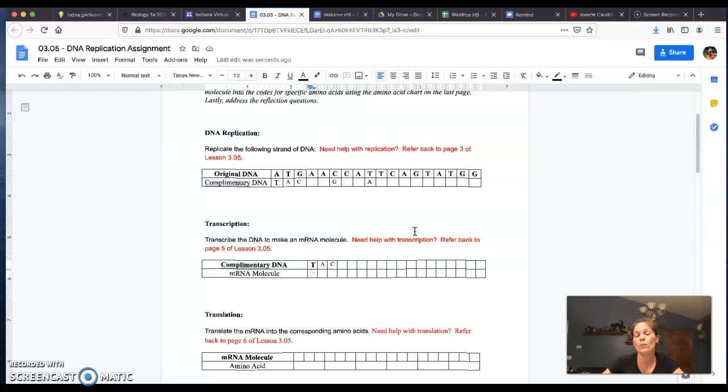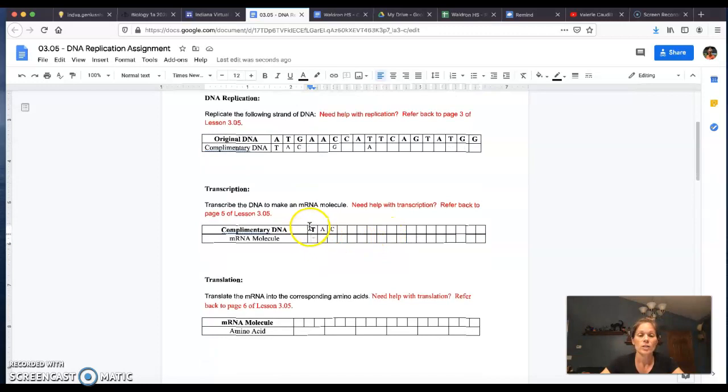So we have to be careful with what pairs up with what. Whenever we have a T in DNA, it's going to pair up with an A in mRNA. Whenever we have an A in DNA, here's where we have to be careful. Normally an A would pair up with a T. However, there are no T's in mRNA. So this is where U, uracil, comes in instead. And then C pairs up with a G.